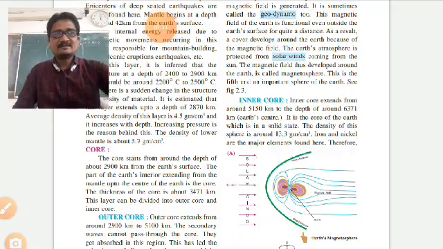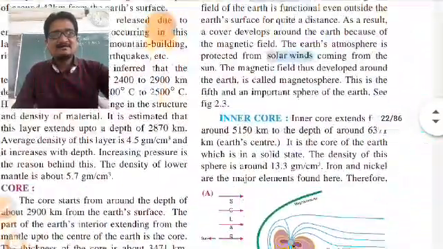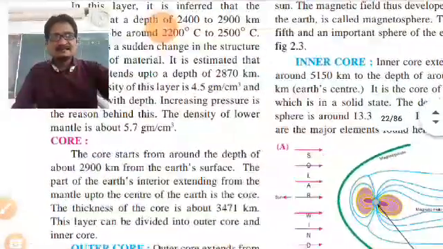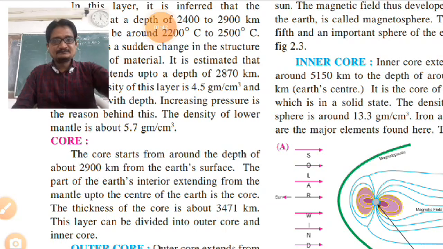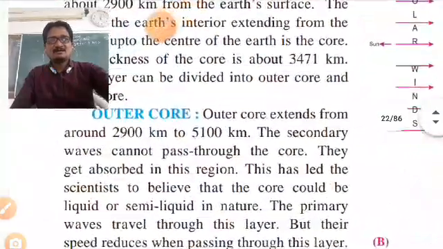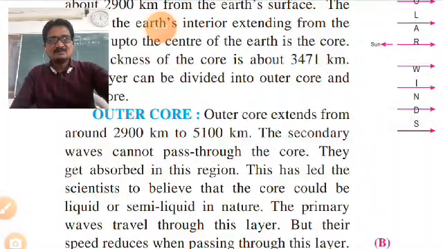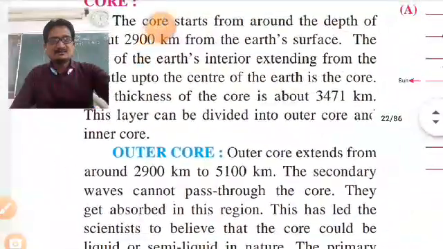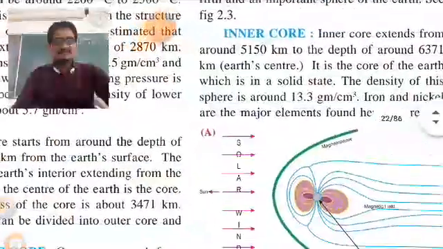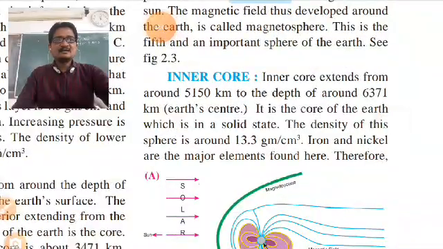There are two types, the outer core and the next one is the inner core, and we have seen the density of these layers from the earth's surface, the depth of these cores. We have seen the outer core, it extends from around 2900 kilometers to 5100 kilometers. You should note down all these points for your fill in the blanks, match the pairs as well as answer in one sentence. Today we are going to see the inner core.